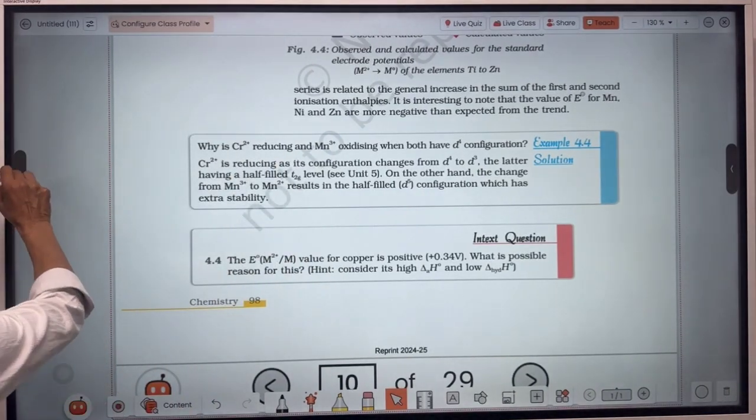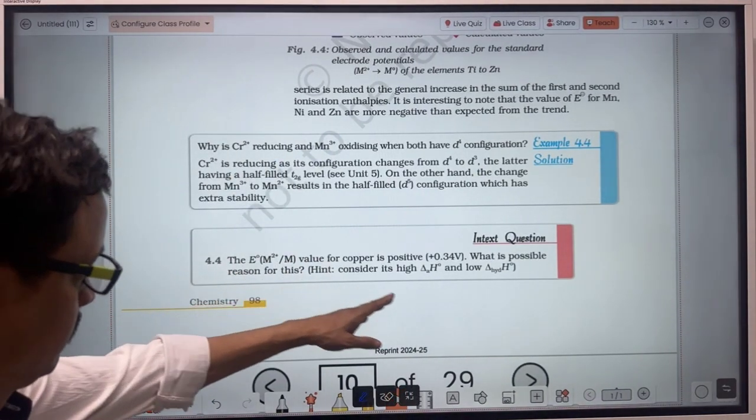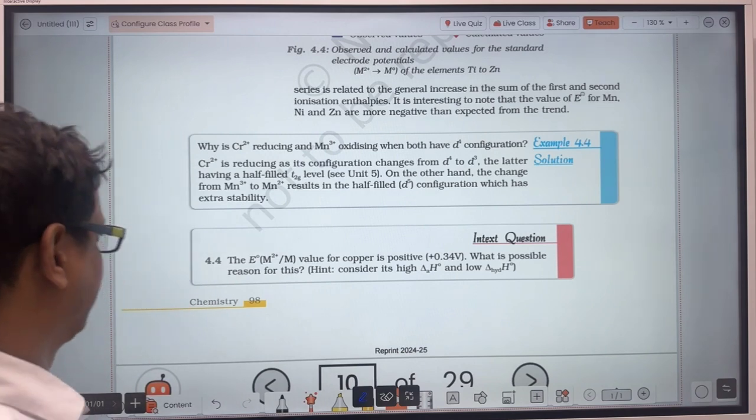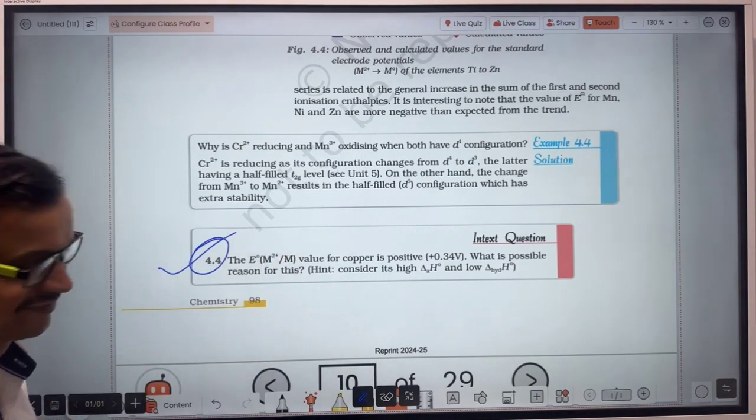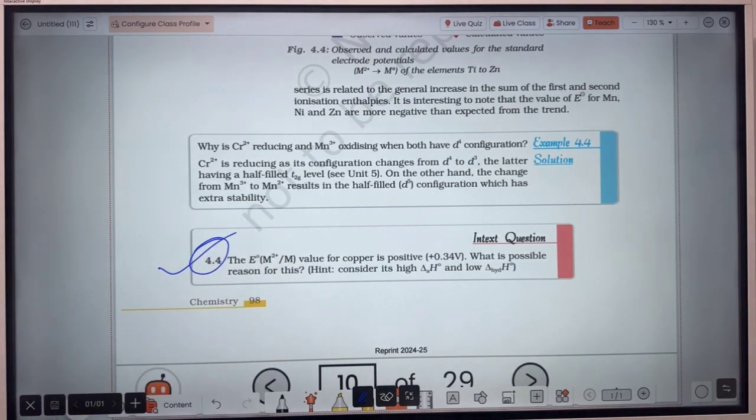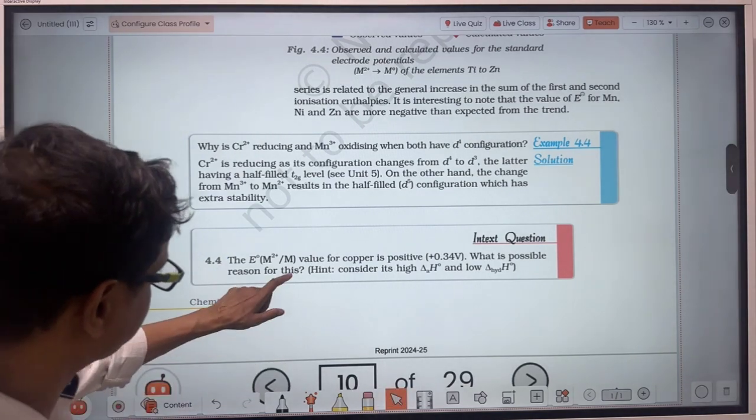Let's see. About this reason I have taught you. Okay, so no problem here. Then let's proceed.